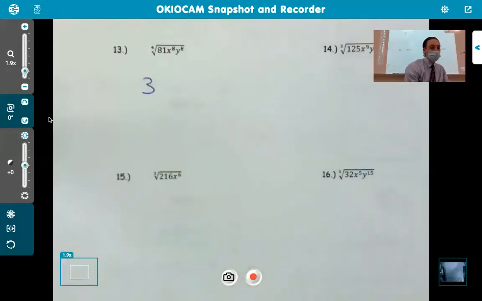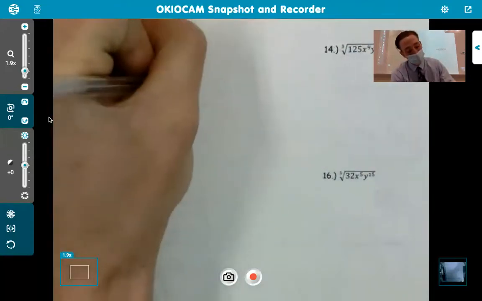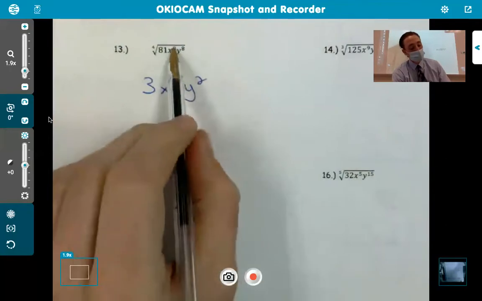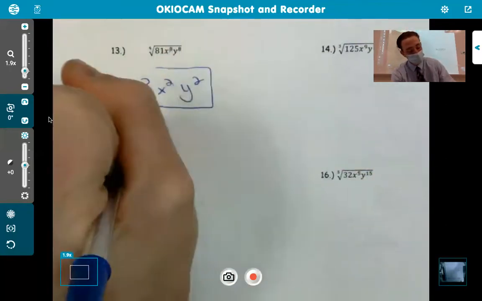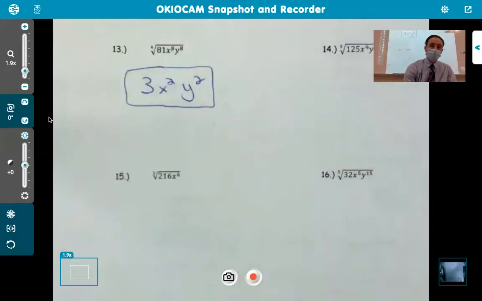And then I have x to the 8th power taking the 4th root of that, y to the 8th power taking the 4th root of that as well. How's that going to simplify for each of those two? X squared, y squared, right? Just doing 8 divided by 4. Any questions about 13?